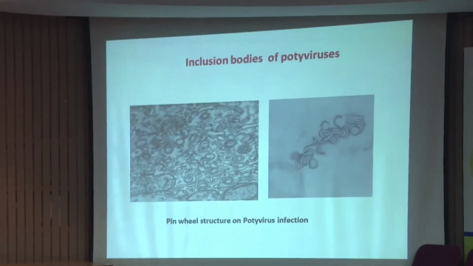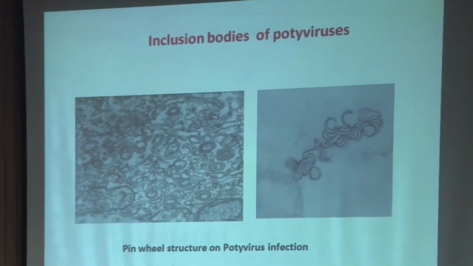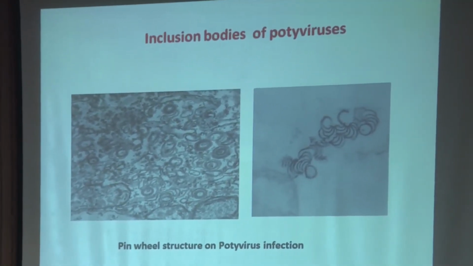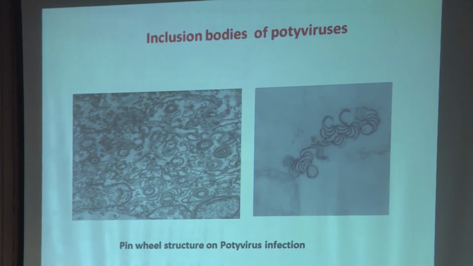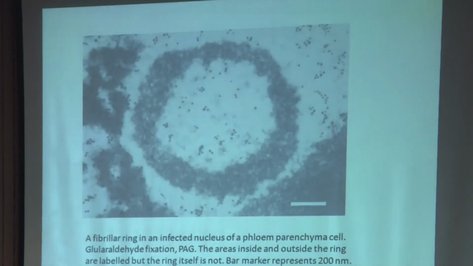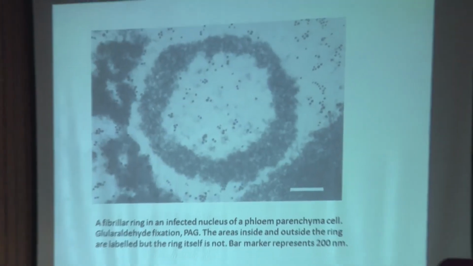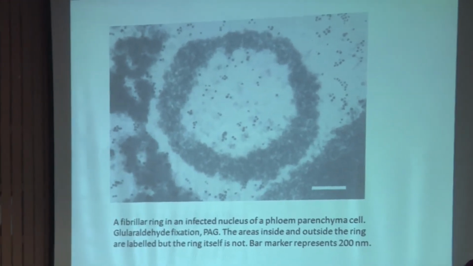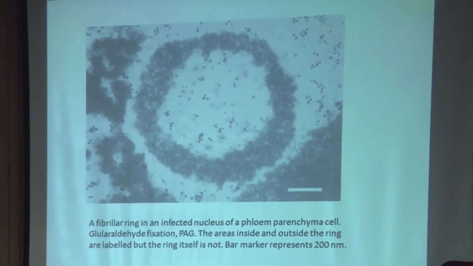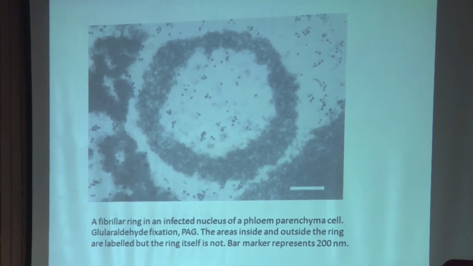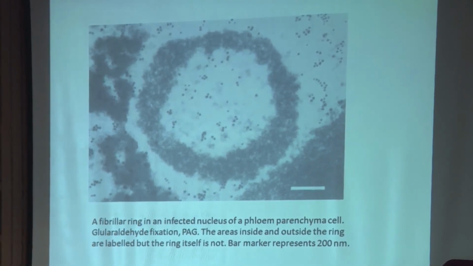Yes, these are some structures of the pinwheel structure. It is characteristic of potyviruses. You can see this typical pinwheel-like structure developed when the plants are infected with potyviruses. Yes, this is a fibrillar ring by a begomovirus. This is characteristic of begomoviruses. In the nucleus of the cell, you will find this fibrillar ring.